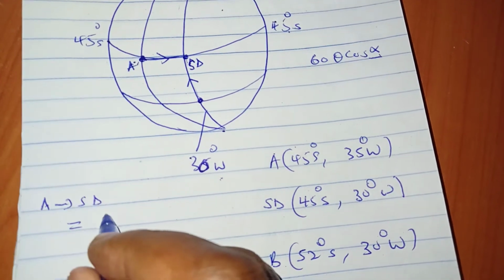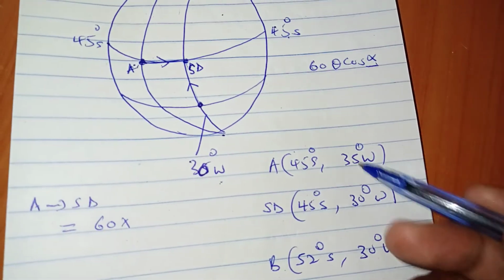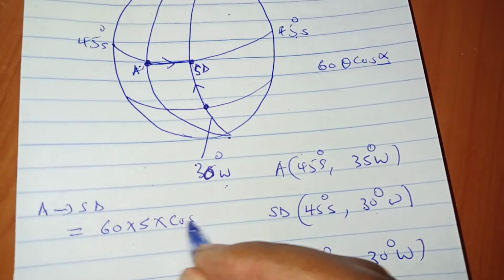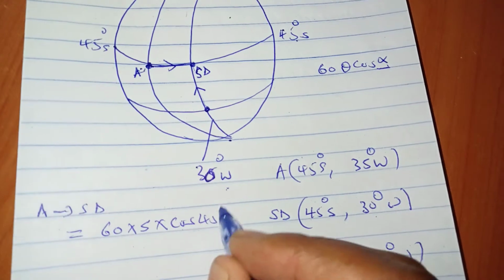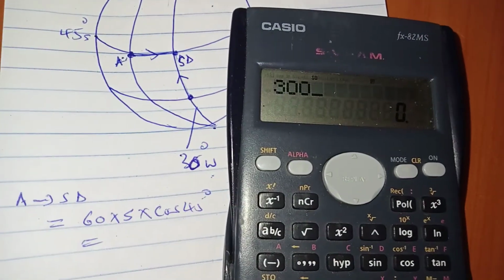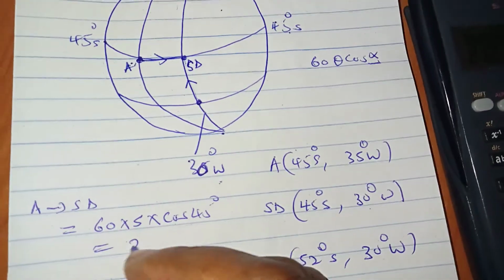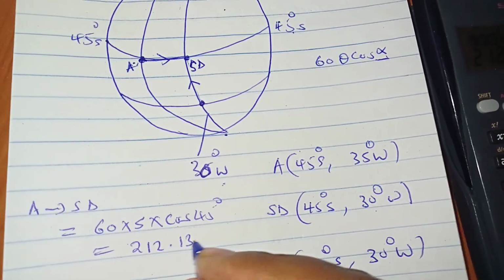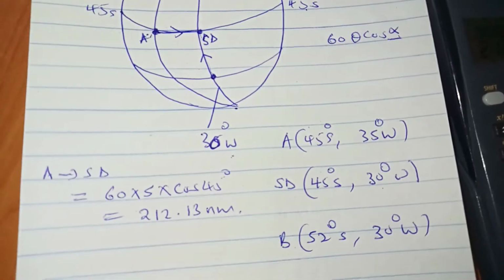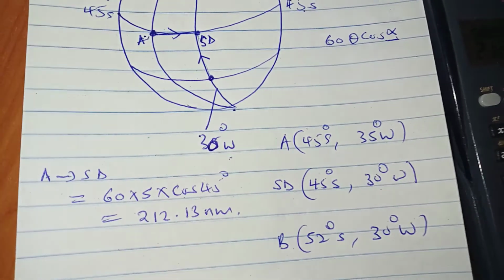So in this case, we are going to take 60 times the difference between this and this, which is 5 degrees, times cosine of 45 degrees. So if you multiply this, you get 300 times cosine of 45, you get 212.13 nautical miles.